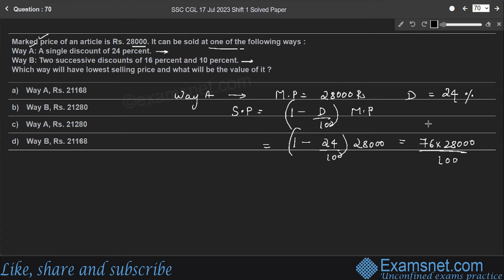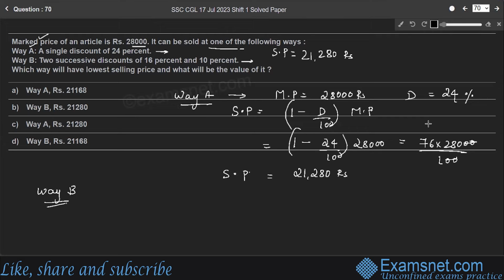whole divided by 100. So simplify it. So 280 into 76. So you will get 21,280 rupees. 21,280 rupees will be the selling price of the article when a single discount is given, right? So the selling price becomes 21,280 rupees, right?